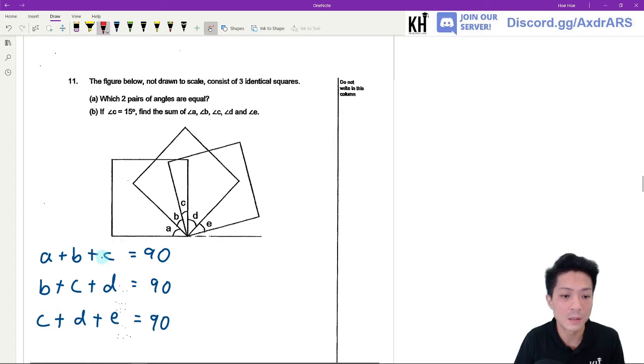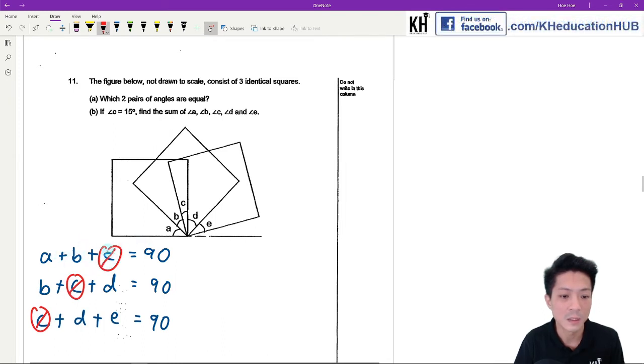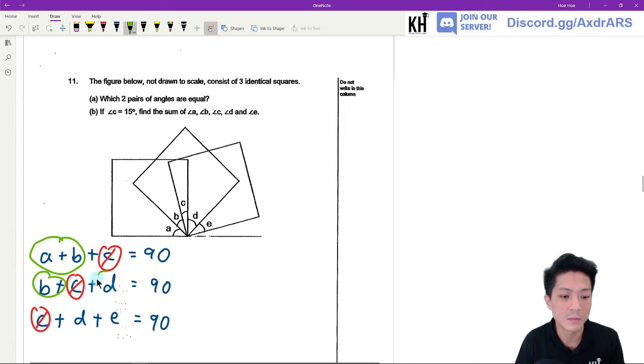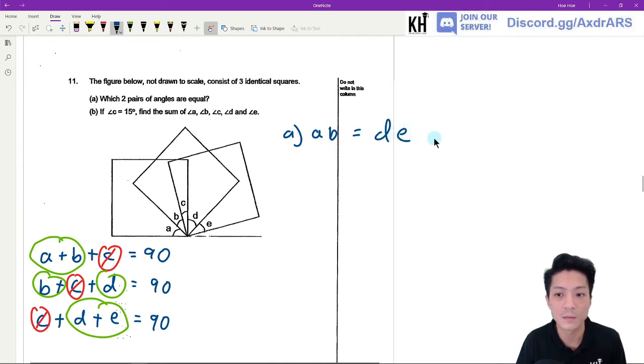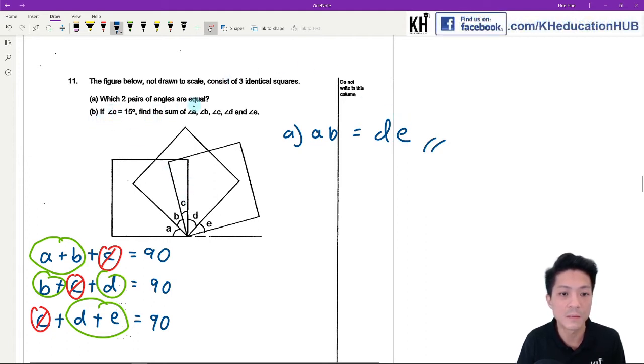And you can see that in all these 3 there is a C over here, which means that we can cancel off the C. Which means that A plus B is equal to B plus D is equal to D plus E. We can use any two of the pairs. So for part A, we can say that AB is equal to angle DE. For part B, if angle C is 15 degrees, find the sum of angle A plus B plus C plus D plus E.